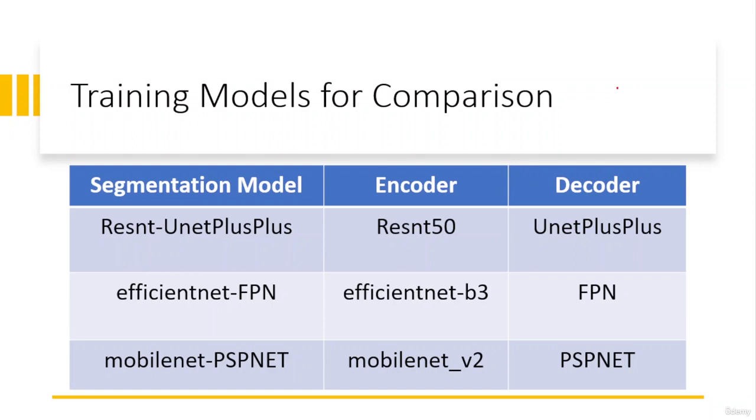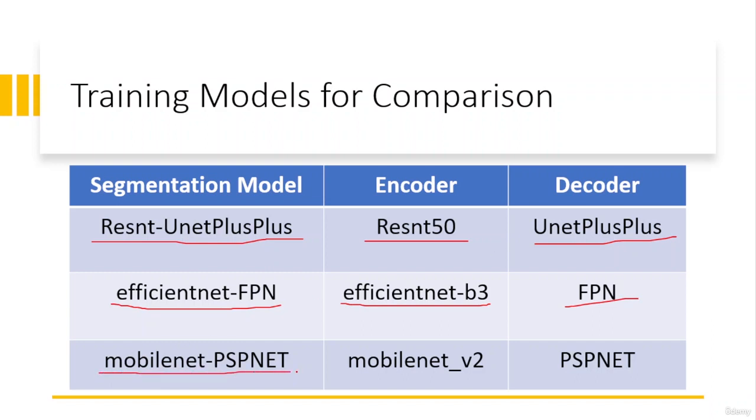For the sake of the experimental evaluation of the segmentation models, we are going to train 3 different models. The first model is ResNet unet++, which uses the ResNet 50 encoder and unet++ decoder. The second segmentation model we are going to train is the EfficientNet FPN model, which consists of an EfficientNet encoder and FPN decoder. The third model that we are going to train is MobileNet PSPNet, which uses the MobileNet encoder and PSPNet decoder.